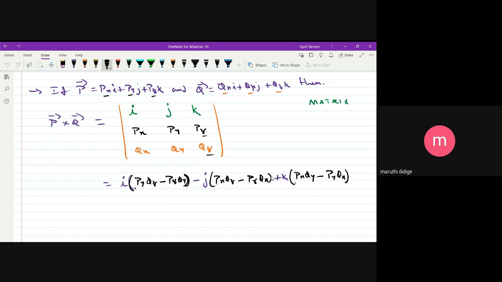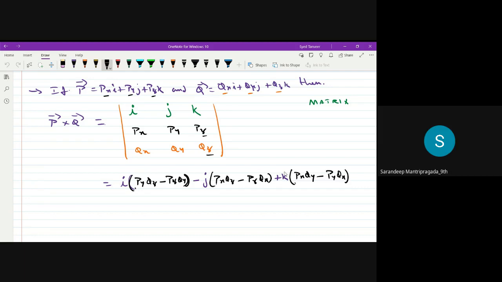Sir, is there qz into py? Can we write qz into py also, sir? Yes, you can write. Sir, here they wrote vector p into vector q, so you wrote vector p first and down you wrote vector q. So when vector q into vector p comes, you should write the coefficients of q first, then coefficients of p next.